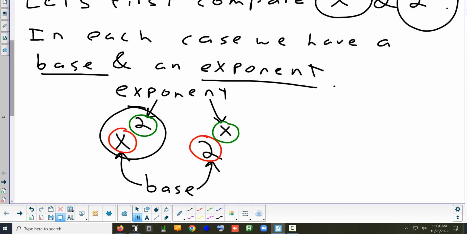This is not an exponential, the one that I circled in black. X squared. What is that? Yep. Quadratic. It's a quadratic, which is a specific type of polynomial. Okay, so that is a polynomial when your base has a letter and your exponent is a number.